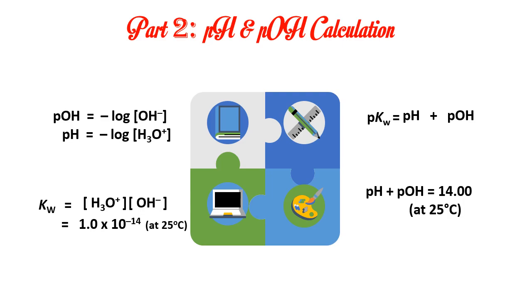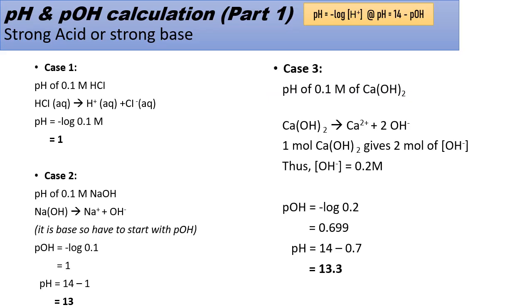The calculation will be divided into 3 parts. So this is the first part for the strong acid or strong base. Strong acid, strong base dissociate completely. Normally we straight away use the concept pH equal to negative log concentration H+, or pH equal to 14 minus pOH. Okay. So case 1, strong acid. Based on the equation 1 mole, 1 mole, 1 mole, we can straight away take the concentration of the acid equal to the concentration of H+. So pH equal to negative log concentration H+ equal to negative log 0.1 molar equal to 1.